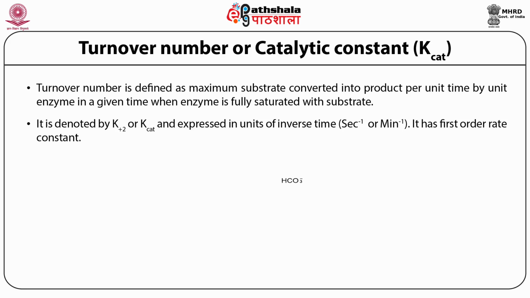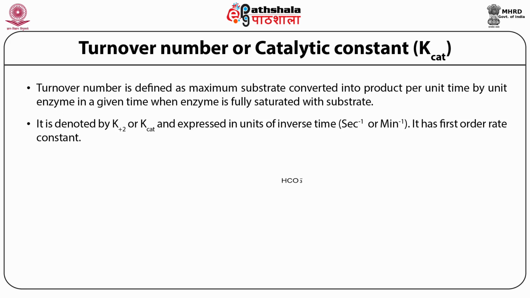If you see the definition, three points are very important. First, you are taking the enzyme as a unit, so enzyme concentration is constant. You are fixing a particular time, so time is also constant. At the same time, you're putting in an abundance of substrate, so substrate is not limiting. If you put these three conditions, the maximum number of substrate molecules converted into product is the turnover number.